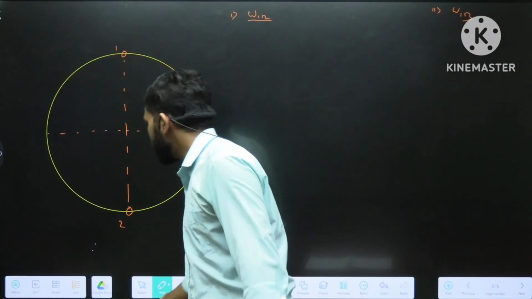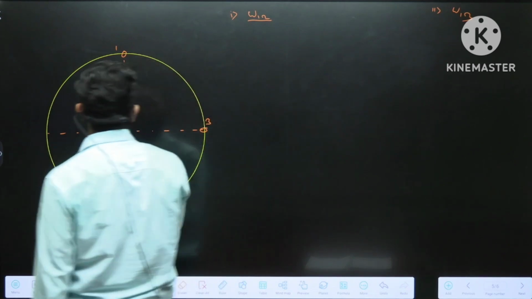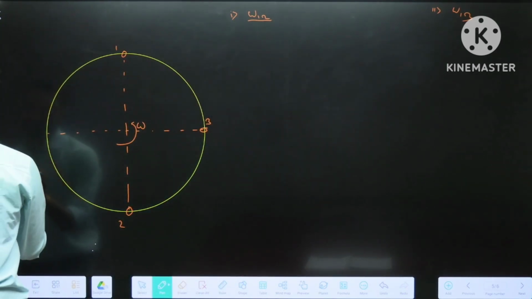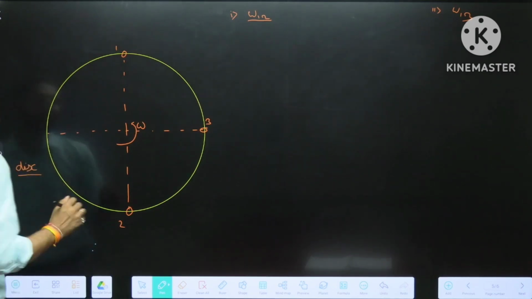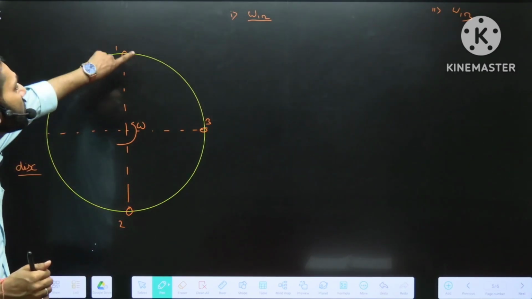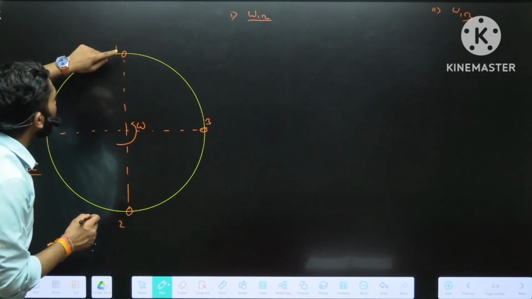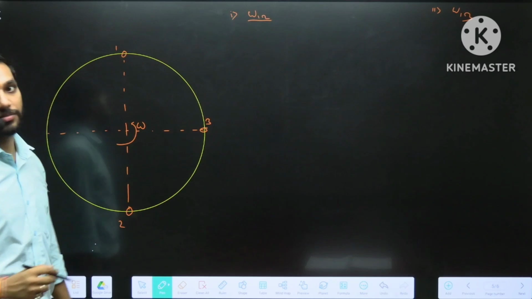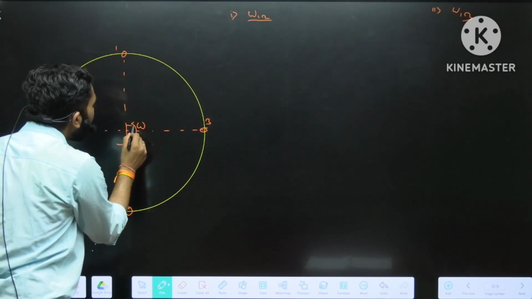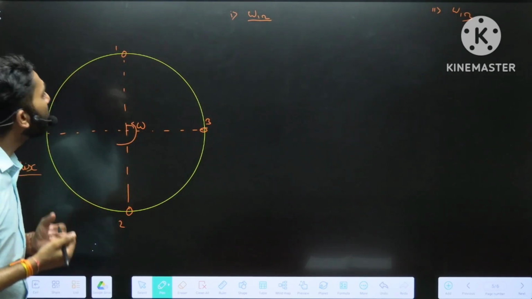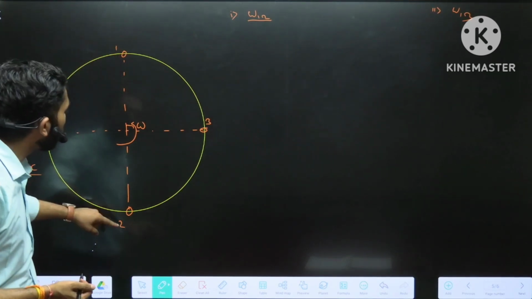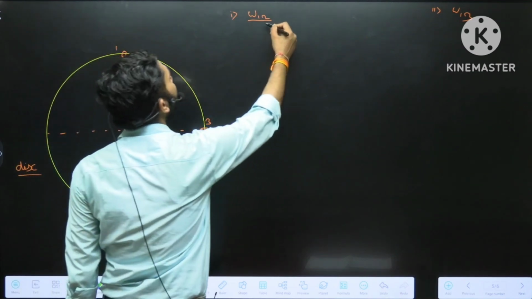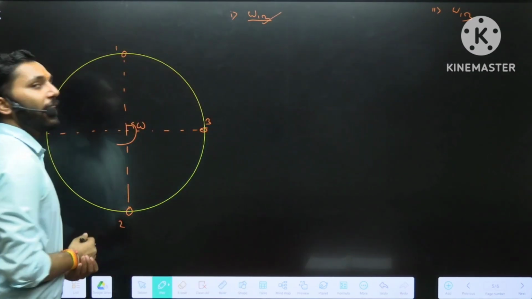As an example, assume that you have a disk rotating anti-clockwise with an angular speed of omega. We take any 3 points on the circumference of the disk in such a way that 1 and 2 are diametrically opposite, and 3 is here, also making an angle of 90 degrees. We have to find omega of 1 with respect to 2 and omega of 1 with respect to 3. The very first question is to find omega of 1 with respect to 2. Then what will you do?